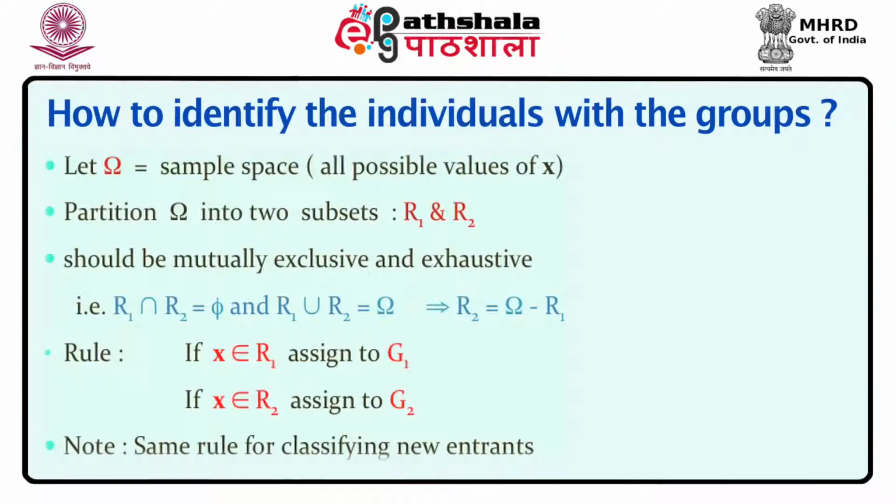The classification rule also is the same. So a new individual comes in, we see in which region this observation falls. If the observation falls in the region R1, then we classify this individual in the first group. If the observation falls in R2, then we classify the individual into the second group. So this is the decision rule that we decide upon.